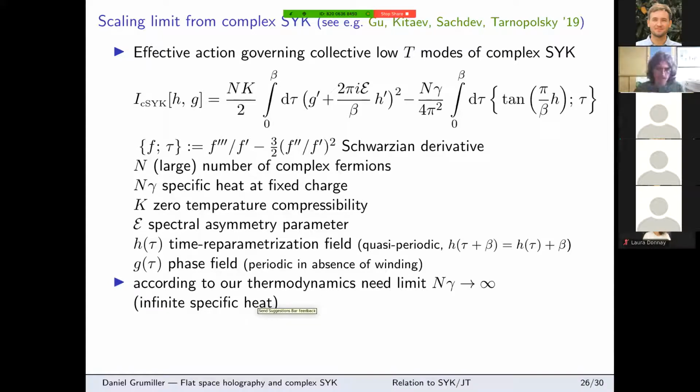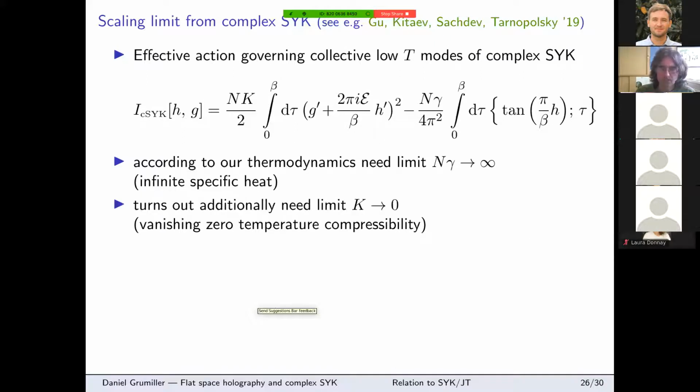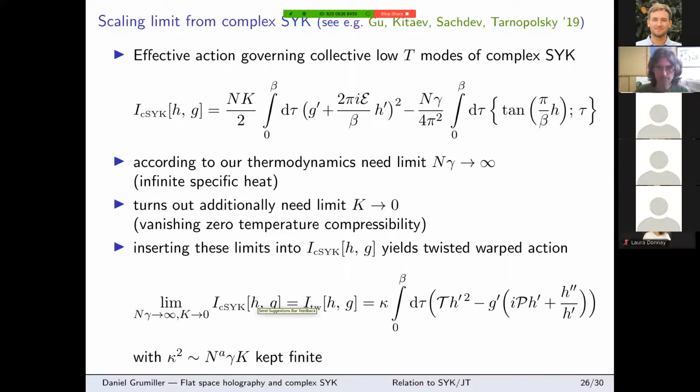So if we want to have a chance to obtain our twisted warped action from this action, we need to make sure to get the right thermodynamics. So we need to send the specific heat to infinity. So we need to send N times gamma to infinity. And in order to do this consistently, it turns out that additionally you need to take the limit k to 0 in such a way that the geometric mean essentially stays constant.